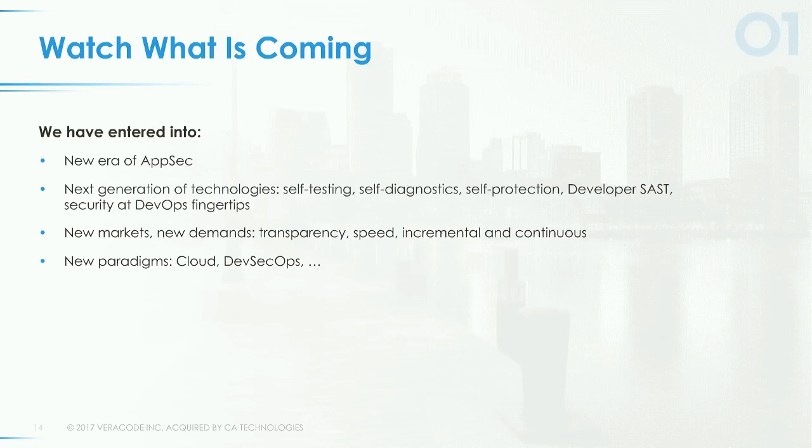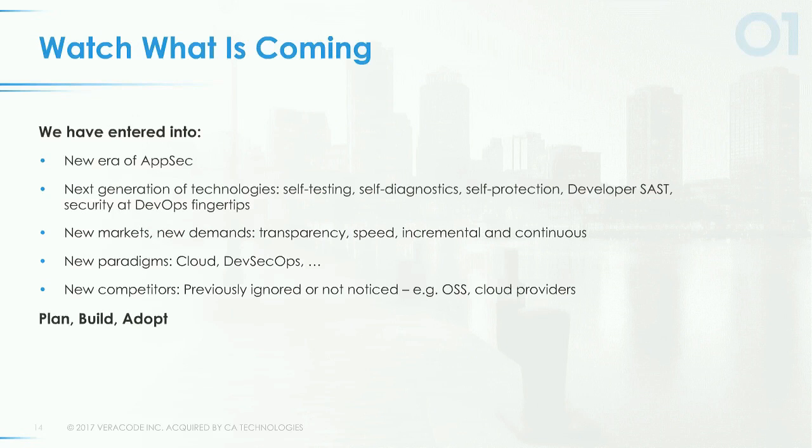We are facing new paradigms as well. First of all, cloud and DevSecOps with their requirements and their need for each other. We are facing new competition, by the way, technologies or vendors rather that we previously either ignored or even not noticed. For example, open source. Open source is coming out as a potential vendor, and in several years, it will make a competition to existing vendors on the market. Also, there are promises coming from cloud providers, such as Google and Amazon. They make a promise to become application security providers, and this is all in addition to an already overcrowded application security market.